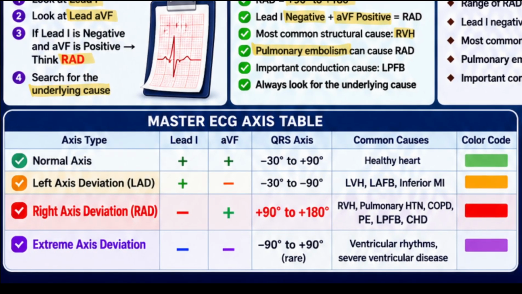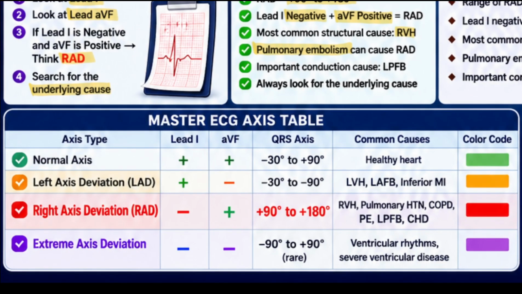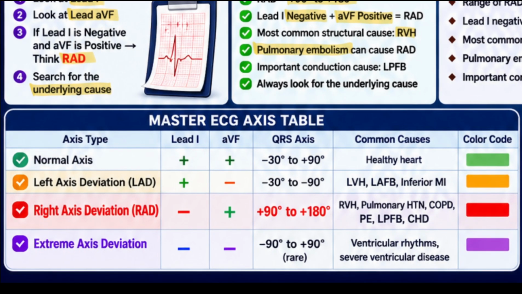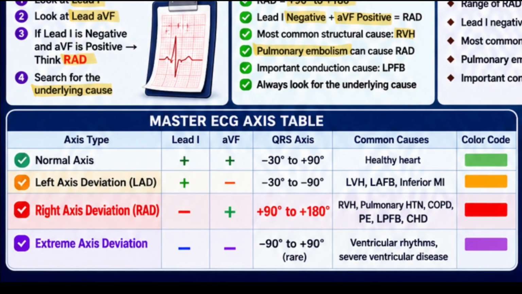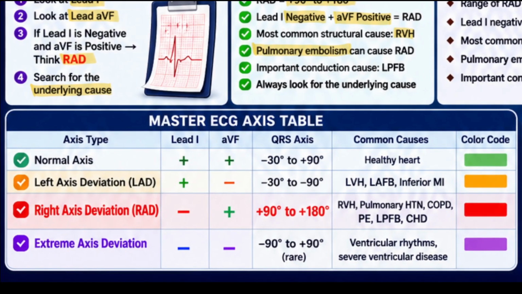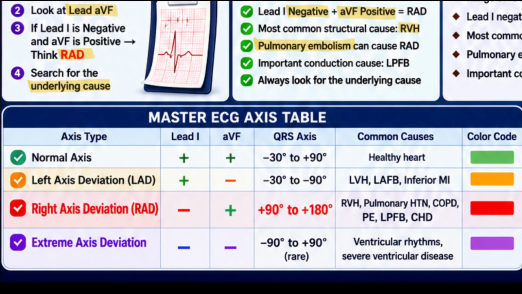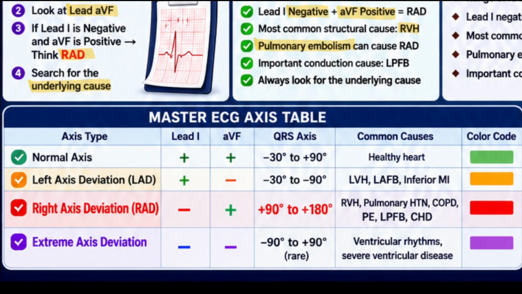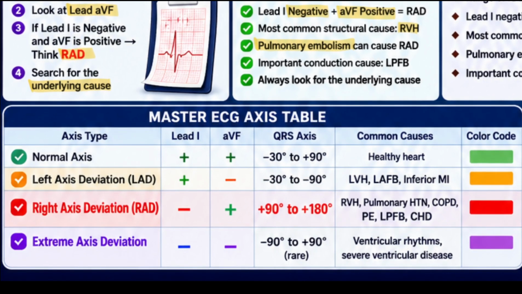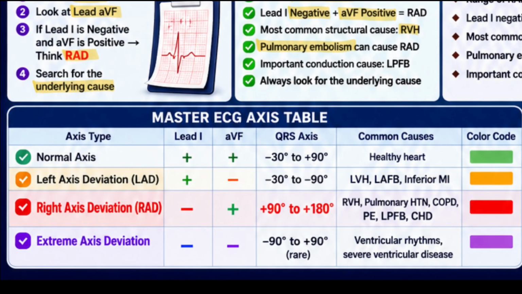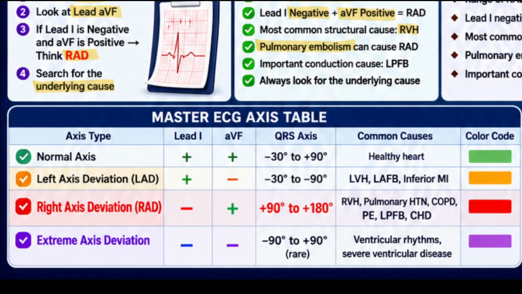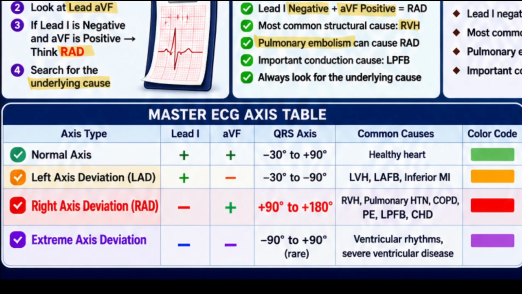Next we can see right axis deviation. Lead 1 will be negative and lead AVF will be positive. The QRS axis will be positive 90 degrees to positive 180 degrees. The common causes are right ventricular hypertrophy, pulmonary hypertension, chronic obstructive pulmonary disease, pulmonary embolism, left posterior fascicular block, and congenital heart diseases. So these are the most common causes of right axis deviation.